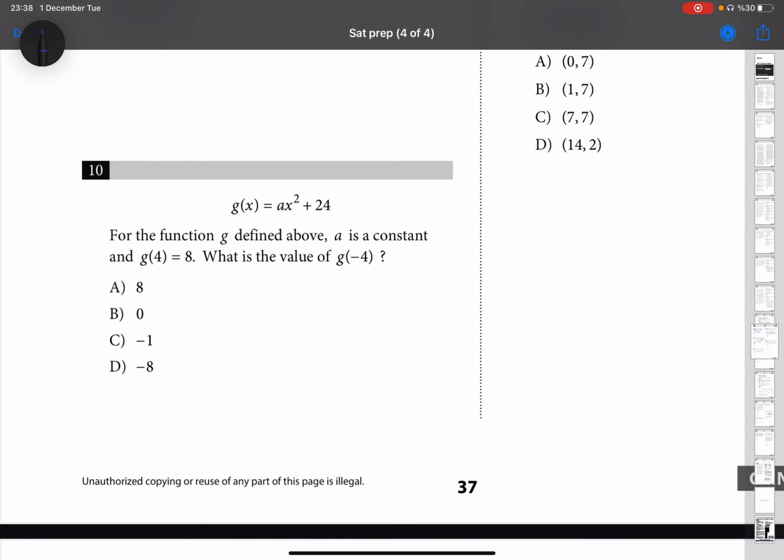Next question. For the function g defined above, a is a constant and g of 4 equals 8. What is the value of g of minus 4? So let's write it down. g of 4 equals a times 16 plus 24. And this is given in the question as 8. I can find a and substitute, but I do not want to find a. I want to show you another thing. Let's write the question.